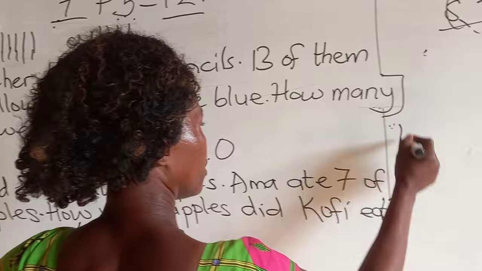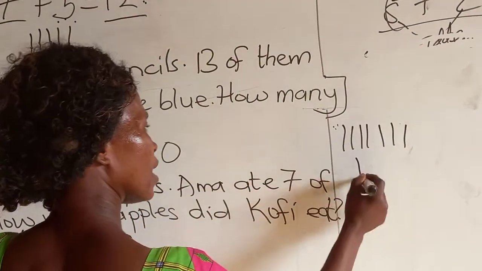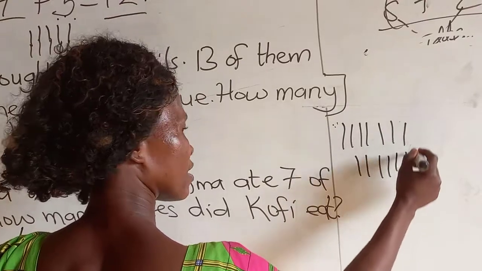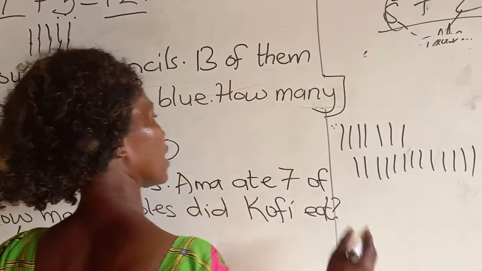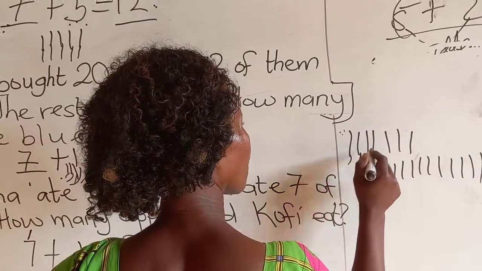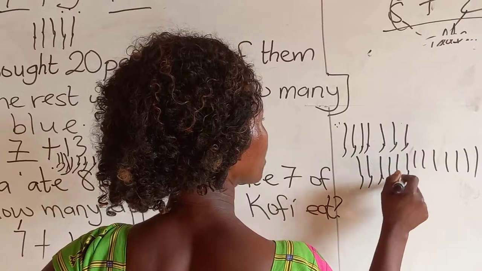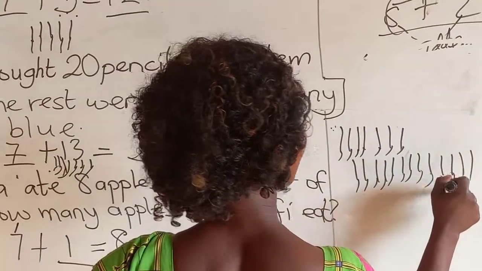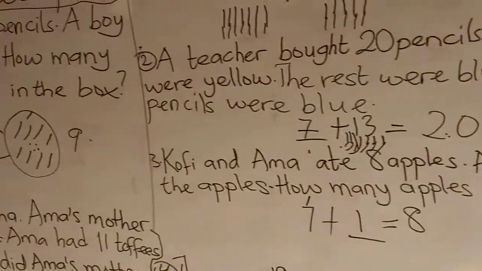Go. 1, 2, 3, 4, 5, 6, 7. 13. 1, 2, 3, 4, 5, 6, 7, 8, 9, 10, 11, 12, 13. Put all together. Go. 1, 2, 3, 4, 5, 6, 7, 8, 9, 10, 11, 12, 13, 14, 15, 16, 17, 18, 19, 20.